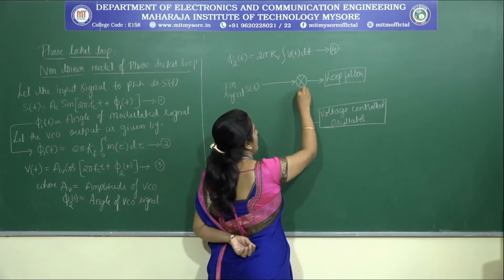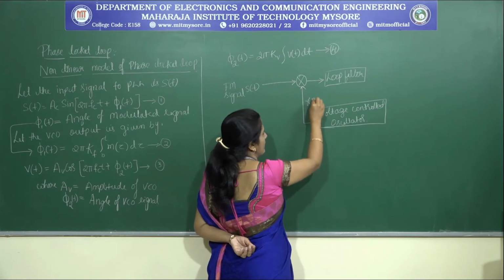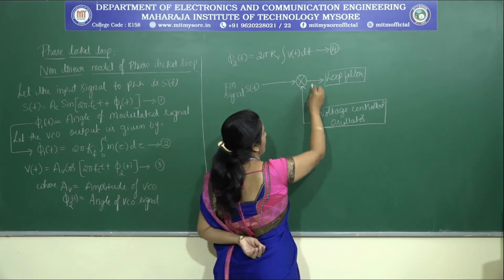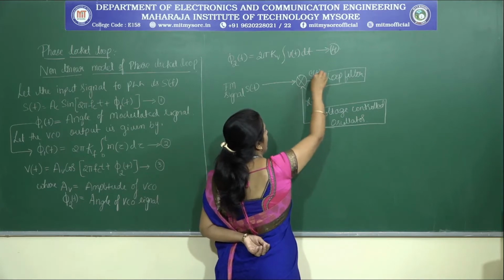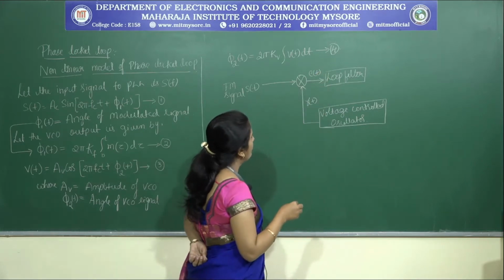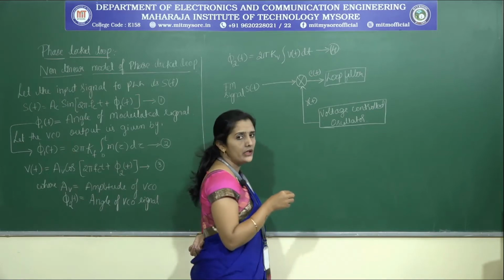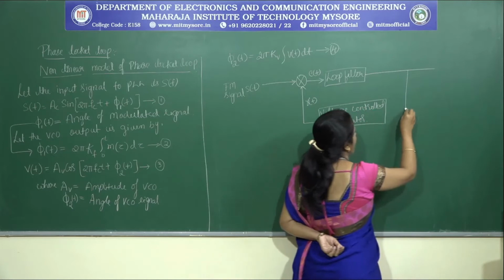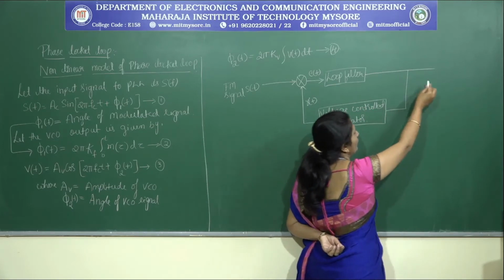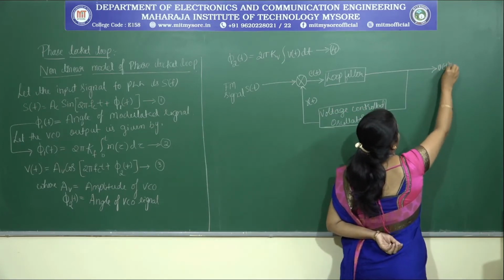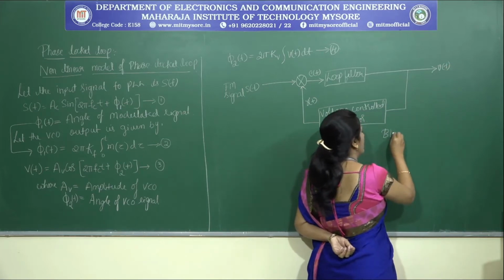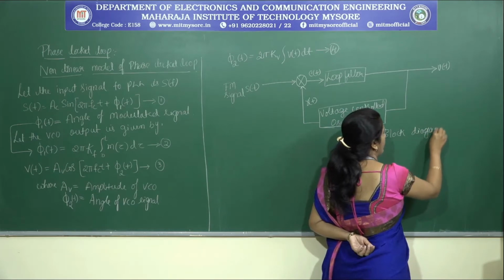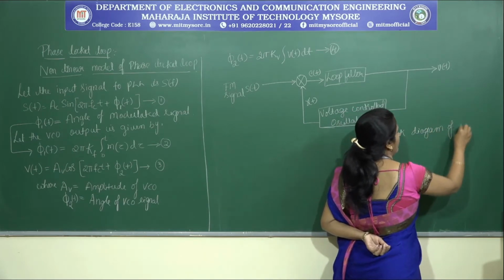This is given to the multiplier. Let us consider the output of the voltage control oscillator as r(t), and at the output of the multiplier we get e(t). This is a negative feedback system, whereas we get the output v(t). This is the block diagram of the phase lock loop.